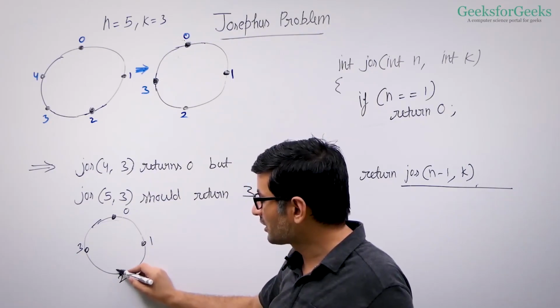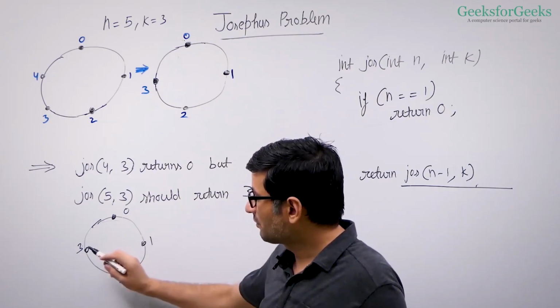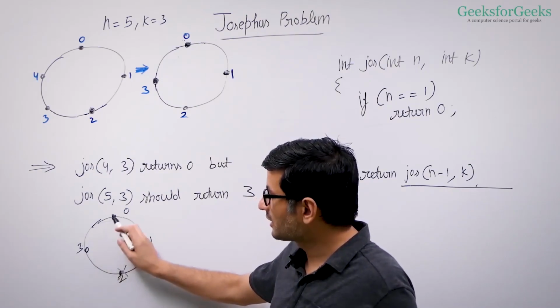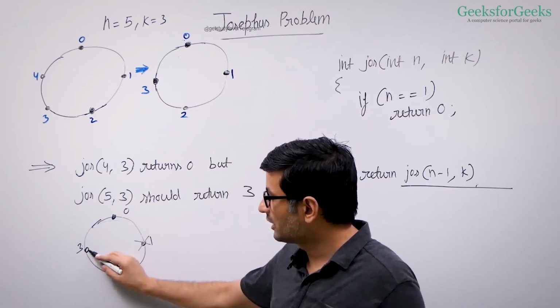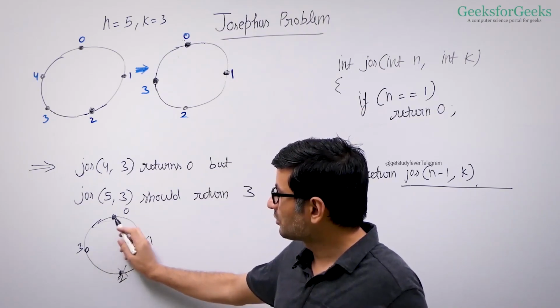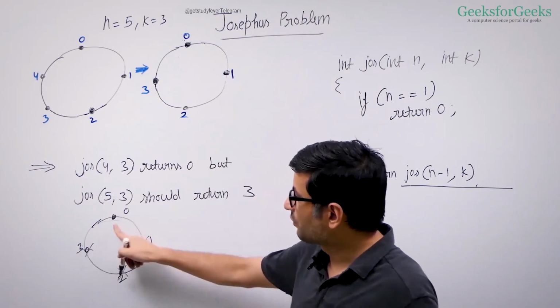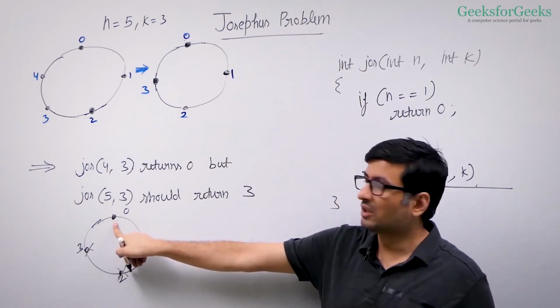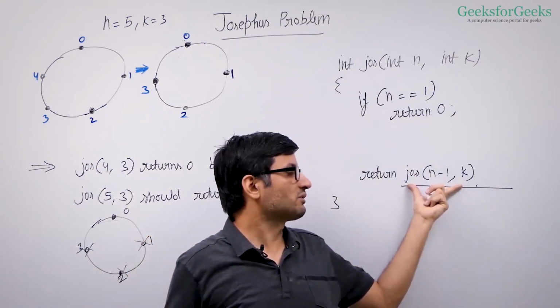And let's see how we got 0. It kills the third person first, and then the pistol is handed over to this person and this kills the third person. So this person is killed. The pistol is handed over to this and this kills the third person. So for first, second, third, this person is killed. So 4, 3 gives us the answer as 0. So this recursive call gives us 0.